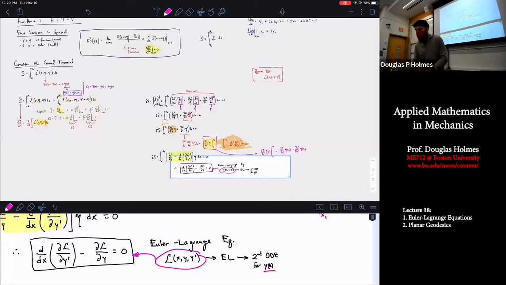So the point I want to make is the purpose of these Euler-Lagrange equations is you stick your Lagrangian into them, and they spit out a second order ODE for the unknown dependent variable. And in all cases, they're going to spit out some of the boundary conditions you need to solve that ODE, which is one of the reasons why people love variational calculus.